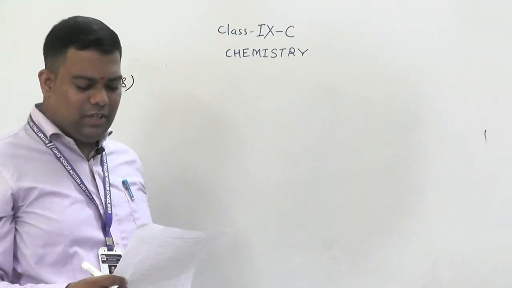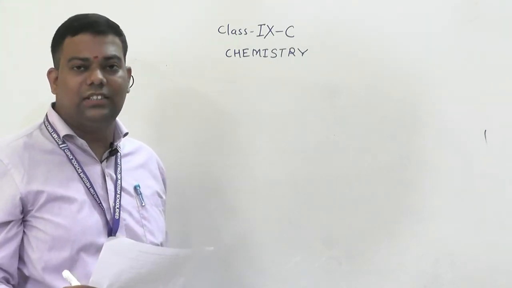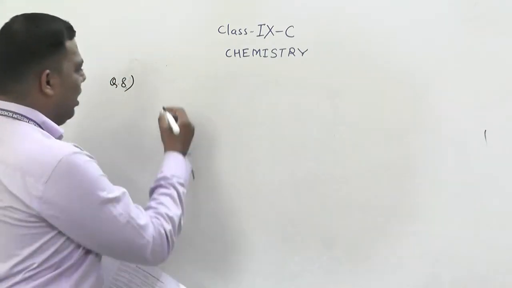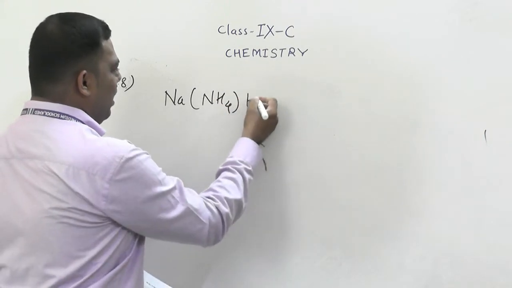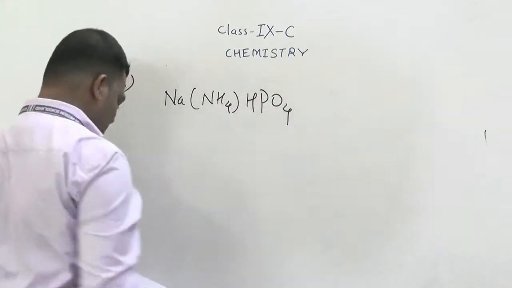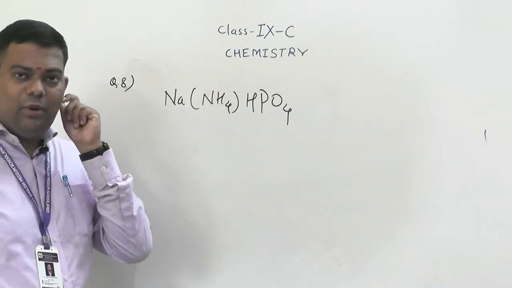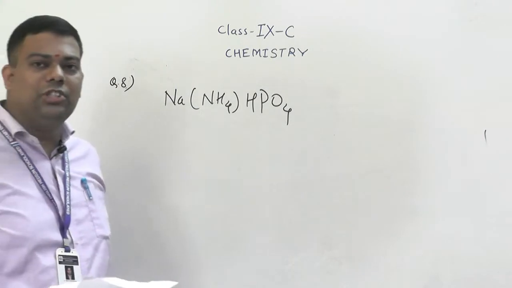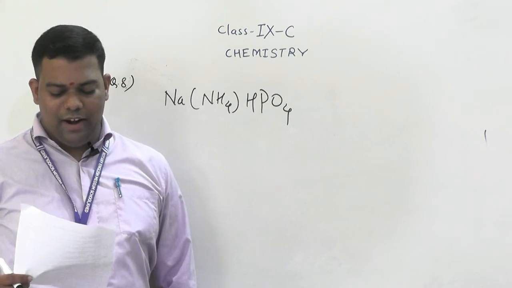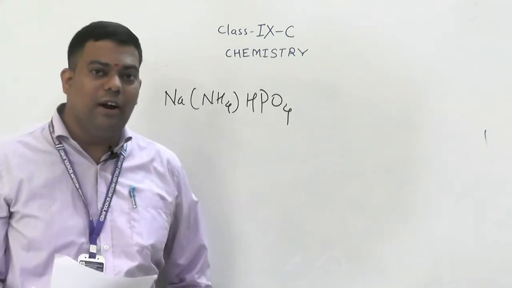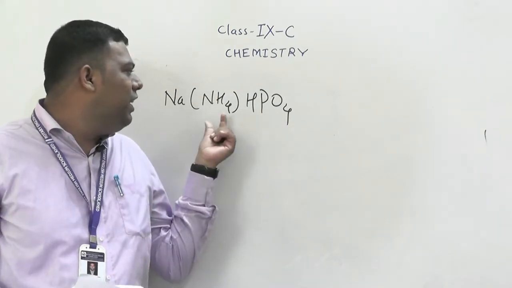What is the chemical name of the substance whose formula is Na(NH4)HPO4? They give different options. Small a, sodium hydrogen phosphate. No, here there is no ammonium mentioned in this option.